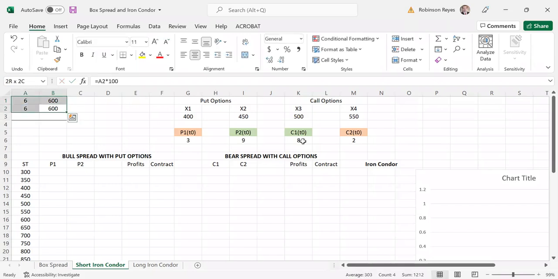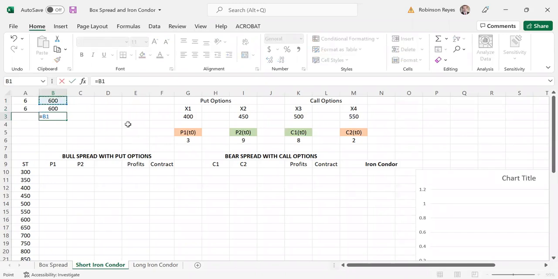So long story short, let me fix this here so it matches. As soon as we do that, we can calculate the overall net cash flow, and it is a positive cash flow of $1,200. By the way, that's why we're saying that this is a short iron condor, because we end up with a net short position.